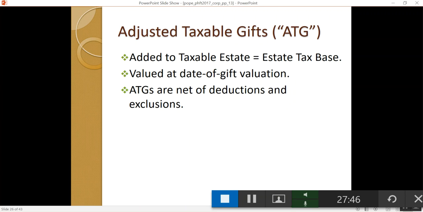Now, your adjusted taxable gifts, the amounts to include in the estate tax base, are valued at the date of the gift and not at the date of death valuation. So you don't revalue the gifts that were made during the decedent's lifetime at the date of death in order to determine the amount that you're going to add to the estate tax base. That speaks to the second bullet there. And then thirdly, the adjusted taxable gifts are net of deductions and exclusions.